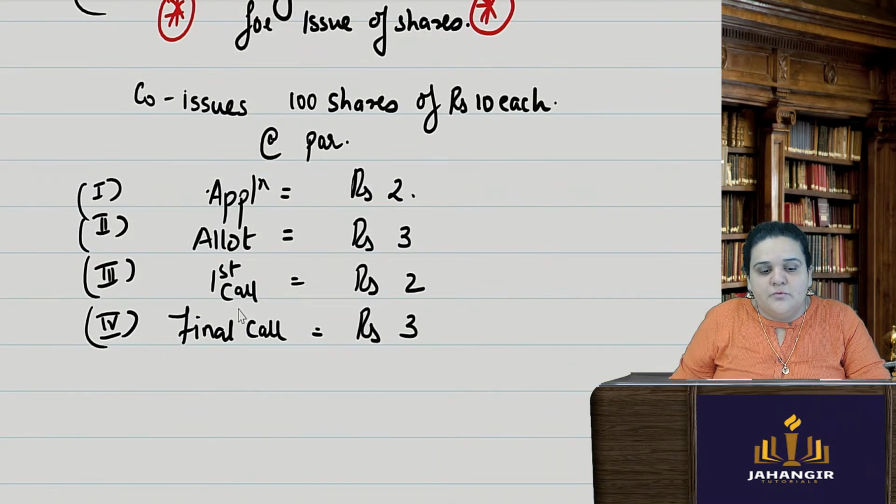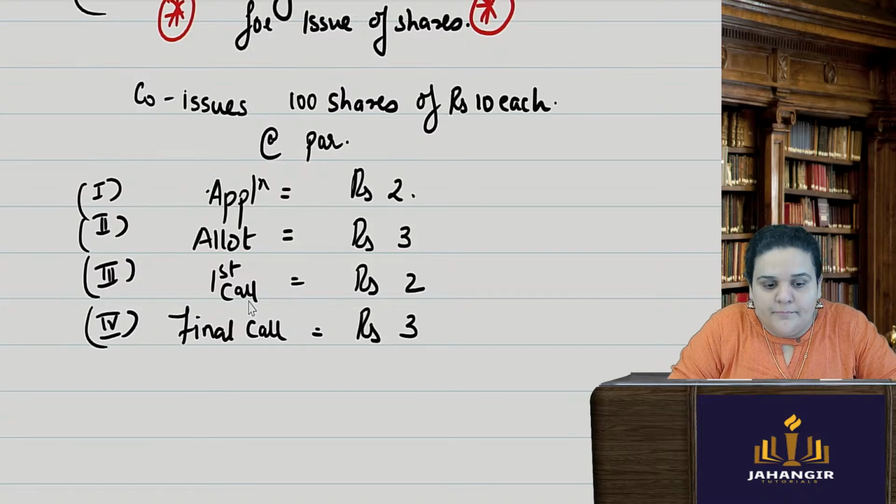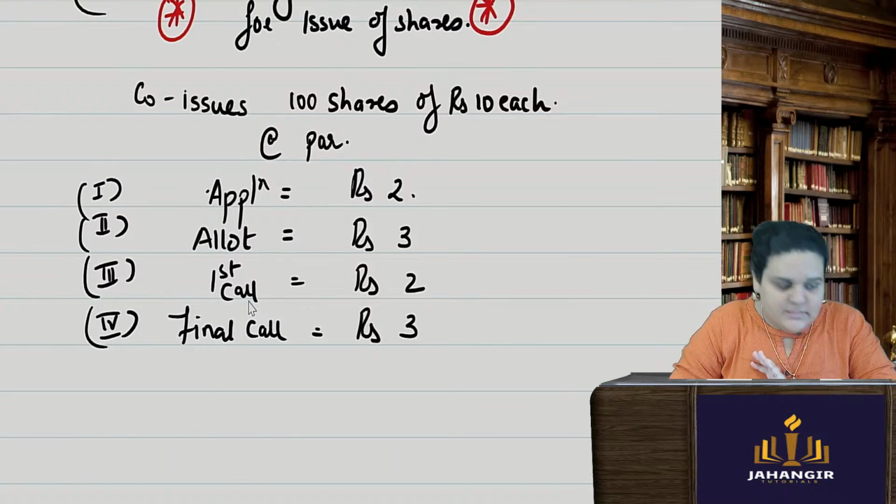Sometimes they might just do first and final call, finish. So these 2 stages are done in one thing. Application and allotment, entire money might be only application stage is there. Application and allotment stage is only there. There is nothing which is like first call, final call. Entire money is received at the time of allotment and it is over. But we will see the accounting treatment for all the 4 stages.